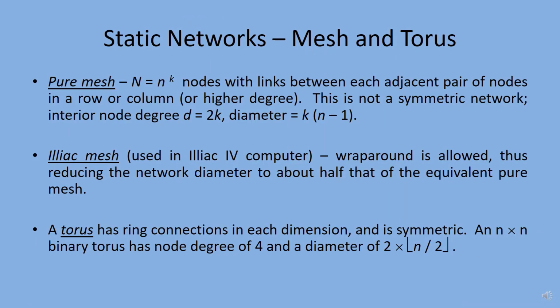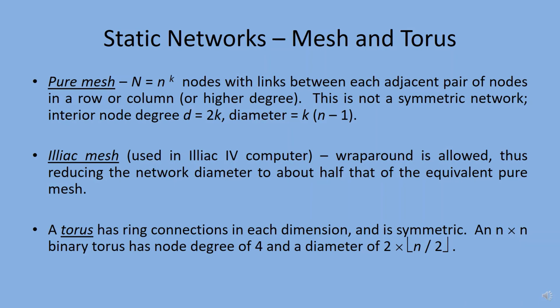Mesh and torus. A 3x3 mesh network contains 9 nodes. In general, a k-dimensional mesh with N equal to n^k nodes has an interior node degree of 2k and the network diameter is k times (n minus 1). The node degrees at the boundary and corner nodes are 3 and 2 respectively. Pure mesh is not symmetric, but some of its variants may be symmetric.